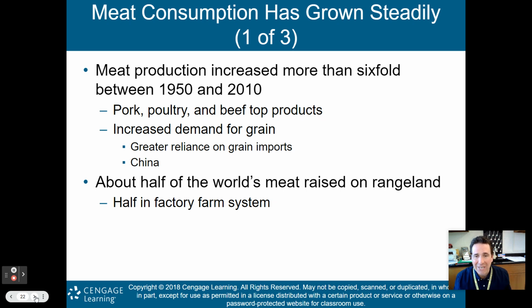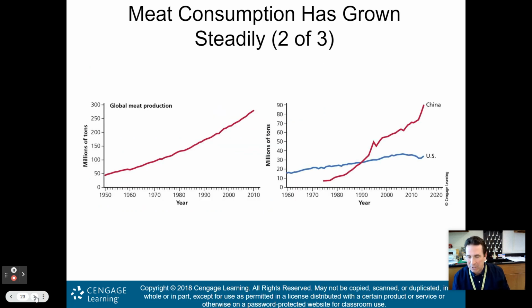About half of the world's meat is raised on rangelands, which are again more natural. However, half of the meat grown on this planet is actually grown in a factory farm system. I'm going to show you a picture of what that looks like, but it basically is just thousands and thousands of animals packed into these little pens where they live their lives, and then we slaughter them for food.